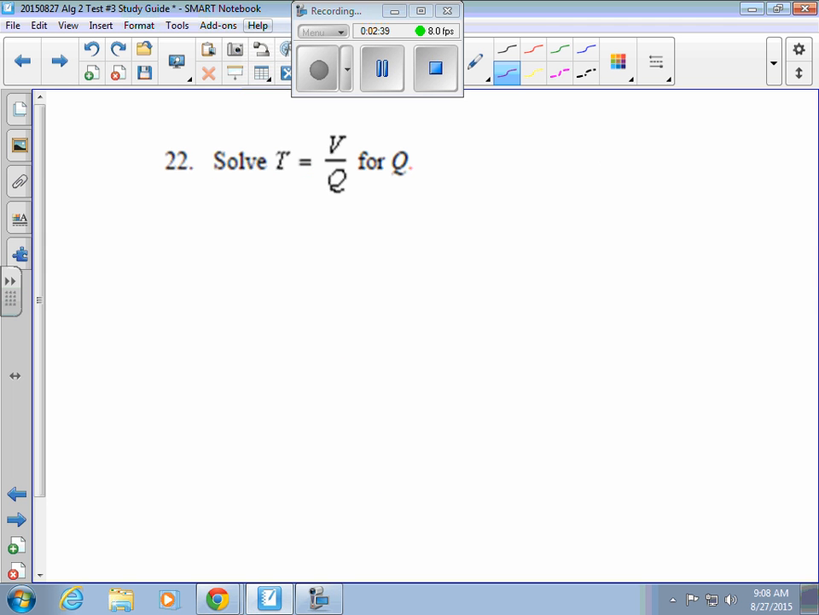Solve T is equal to V over Q for Q. So we have T equals V divided by Q. In order to cancel out divide by Q, you multiply by Q. You multiply on the right, do the same to the left. So now we have Q times T. This is canceled out. We still don't have Q by itself, though.